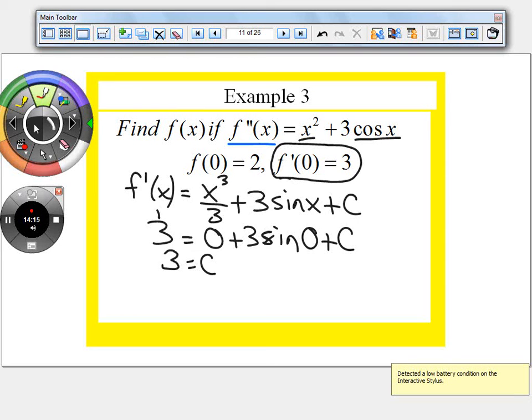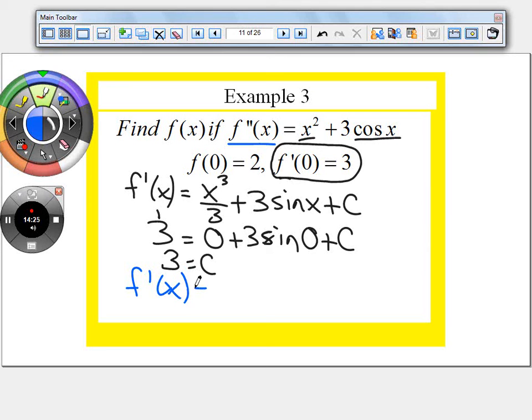So that helps us. We can figure out now exactly what the f prime is. So f prime of x is equal to, sorry, I'm struggling a little bit with this, x cubed over 3 plus 3 sine x, and then we figured out that it's 3, so that would be plus 3. And then now we can just do it once more to figure out the initial function.